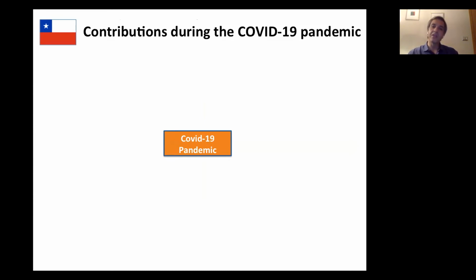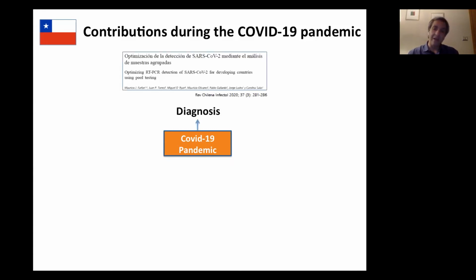And universities are playing a key factor to generate evidence, to improve the diagnosis, and to give information and data for the government and for the Ministry of Health, for the Ministry of Science, to make better decisions on the public side. So we have some experience, and we publish some papers in our groups here at the University of Chile to improve diagnosis.